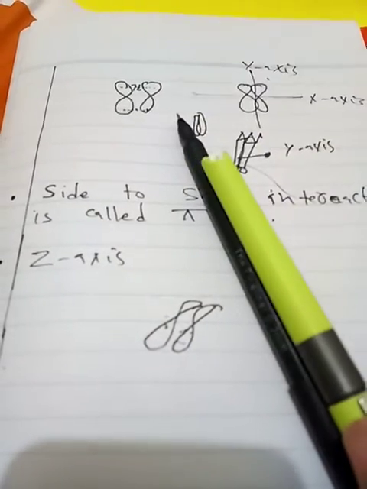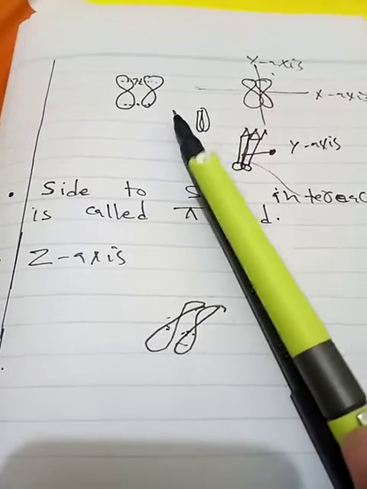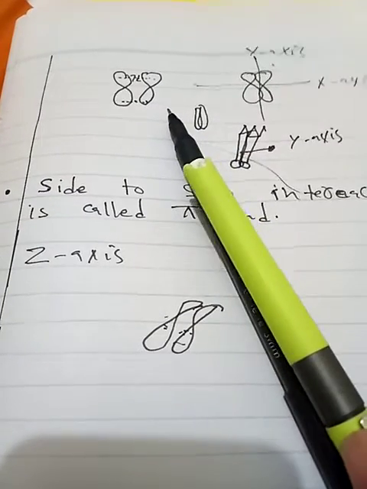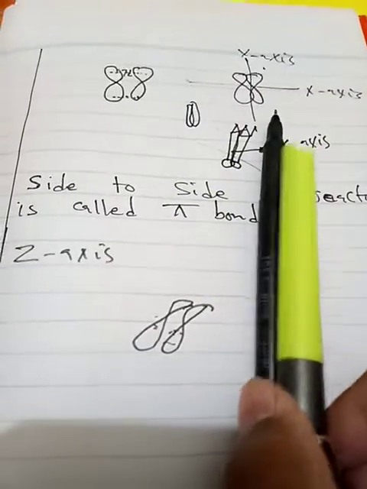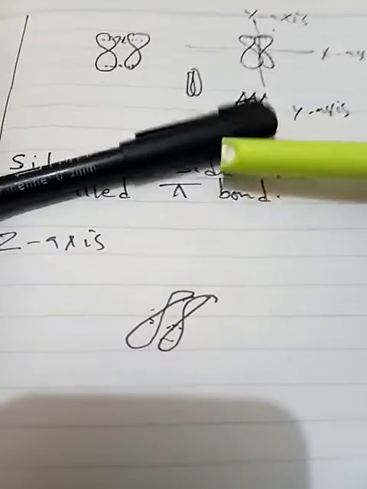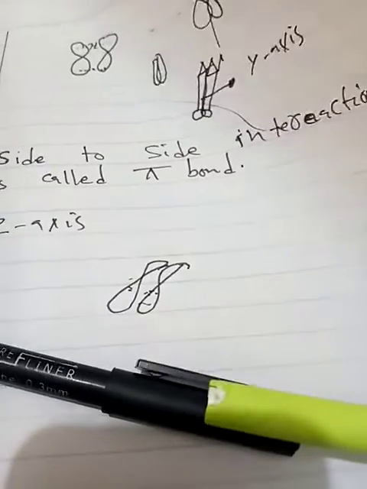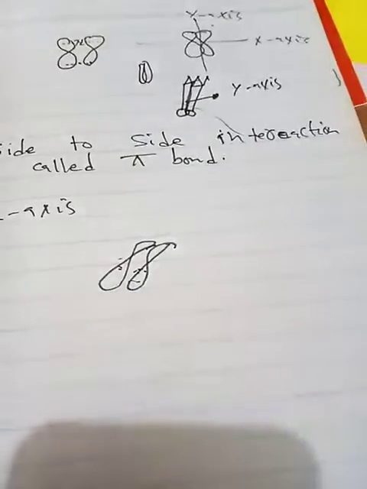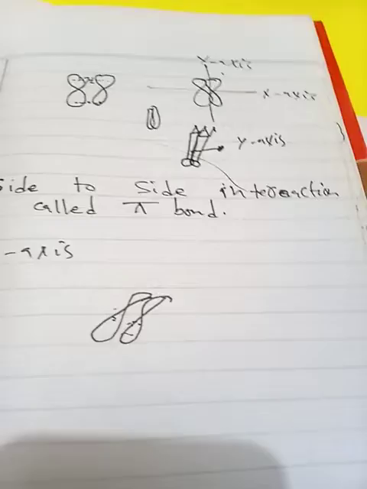If they are like this, this is a sidewise sharing, and this side to side is called the y-axis because they are in the y region. And if it is like this, they are overlapping like this, and that is the x-axis. So this one is called the x-axis bond. And the last one is the z-axis. So z-axis, let me clear one thing: it is the one which I draw here.